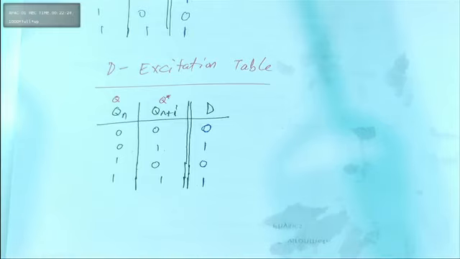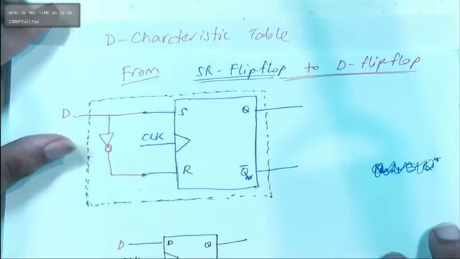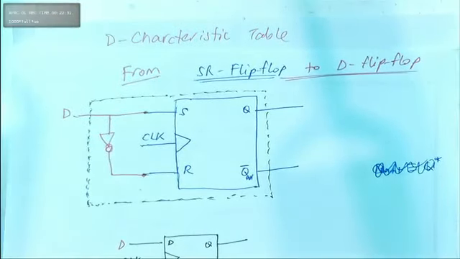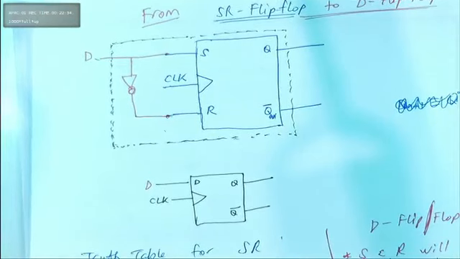Okay, so if a question comes, how do we convert the SR flip-flop to D? All you do is put an AND gate. Now, let me give you another question, the other way around. You are given a D flip-flop. You want to recreate the SR.